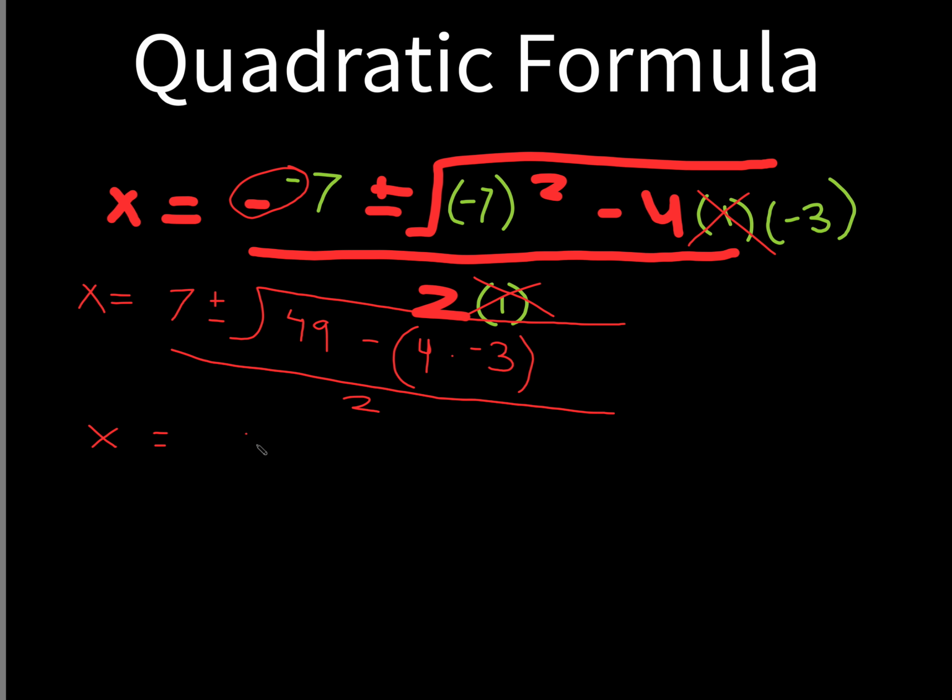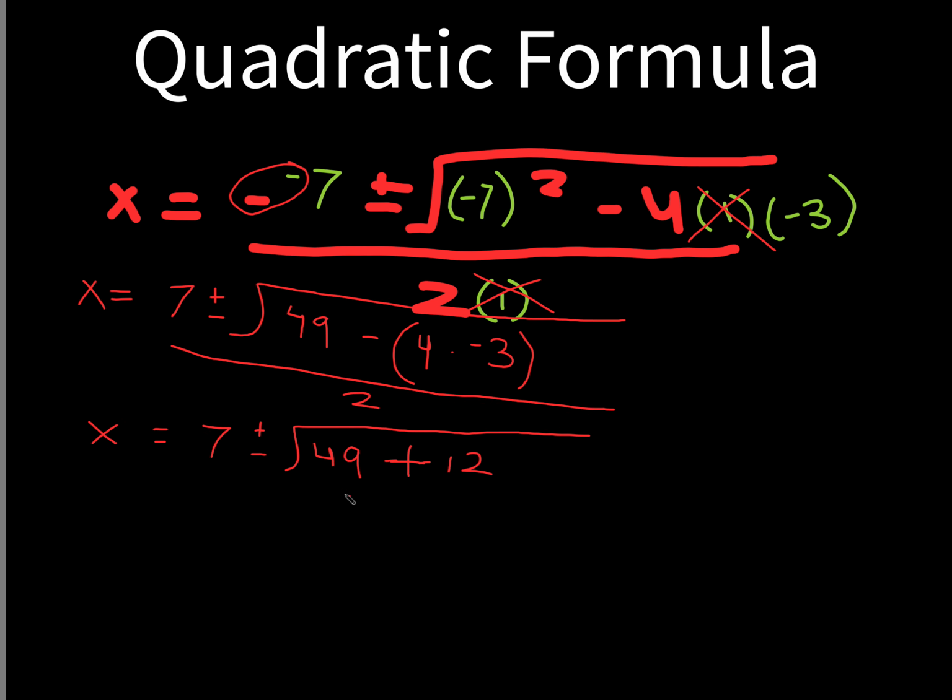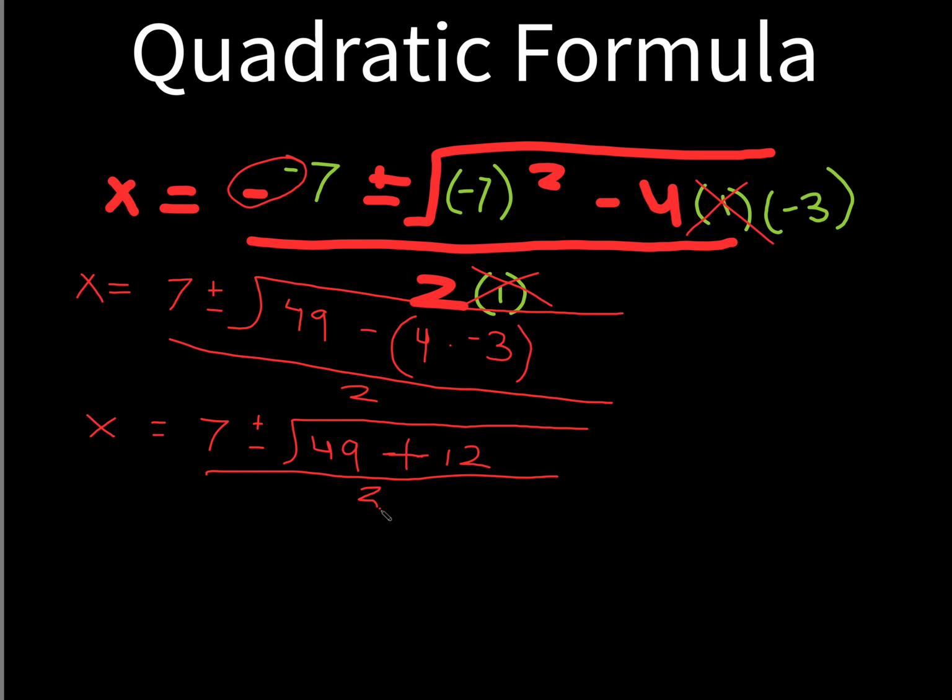I'm going to leave this 7 plus or minus on the outside now still, because we're going to continue working on the inside of the square root. I'm going to keep 49 and then multiply together 4 and -3, which will give us -12. So I have minus -12. 2 minuses make a positive, so I'm going to go ahead and transform this into one large positive. We'll go ahead and leave the 2 on the bottom of that now as well.